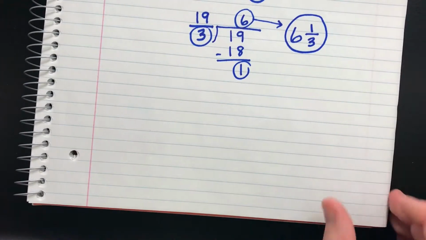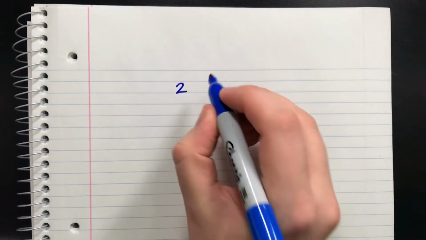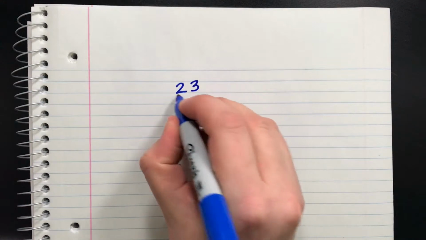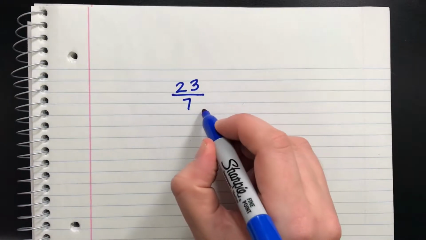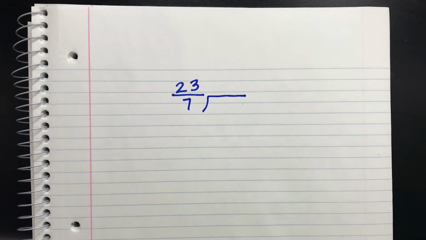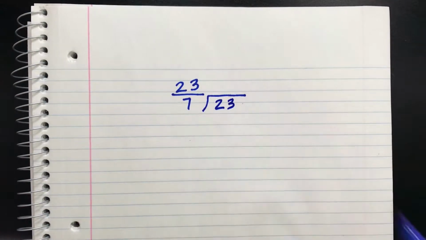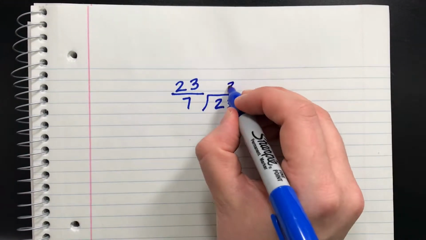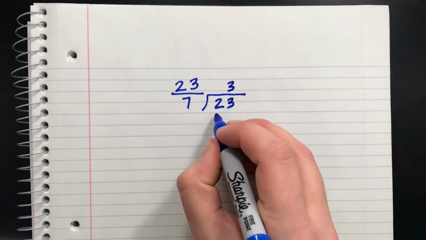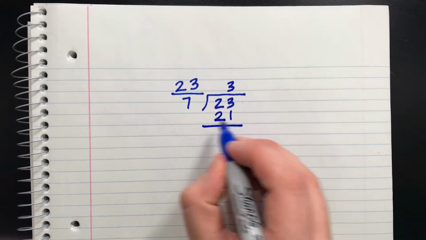All right, I'll do one more example. I'm going to get a new piece of paper. Okay. So let's see, we'll do 23 over 7. All right, first step. Draw a division bracket and bring the numerator, that large number, inside. 7 goes into 23 3 times because 7 times 3 is 21, so that's close to 23 without going over.